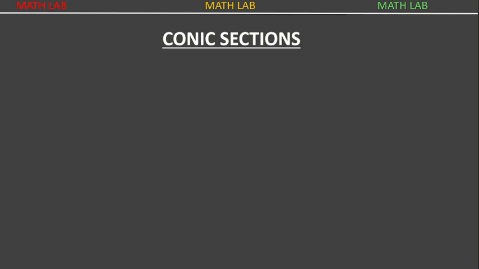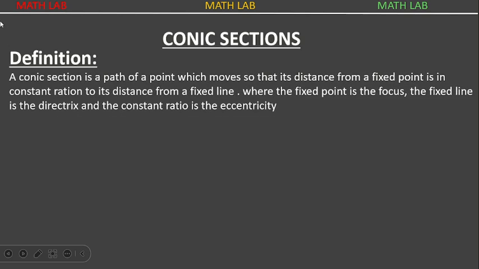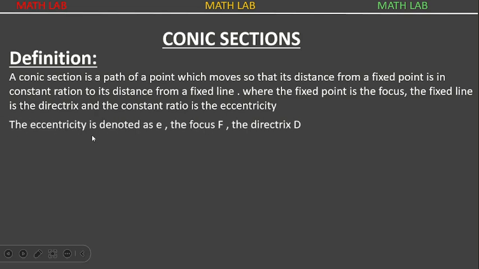Today we are going to talk about conic sections. Let us first start by having a definition. A conic section is the path of a point which moves so that its distance from a fixed point is in constant ratio to its distance from a fixed line, where the fixed point is the focus, the fixed line is the directrix, and the constant ratio is the eccentricity. The eccentricity is denoted as small e, the focus as capital F, and the directrix as capital G.